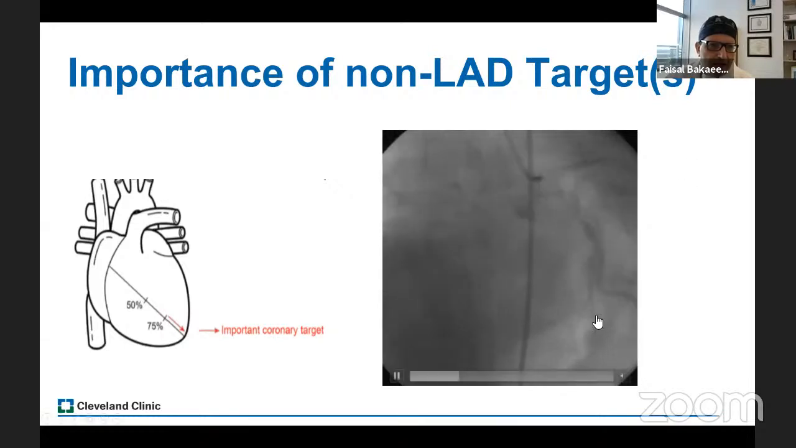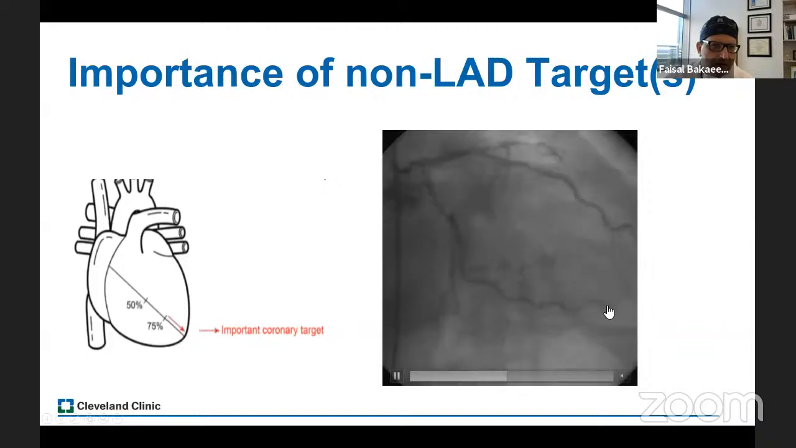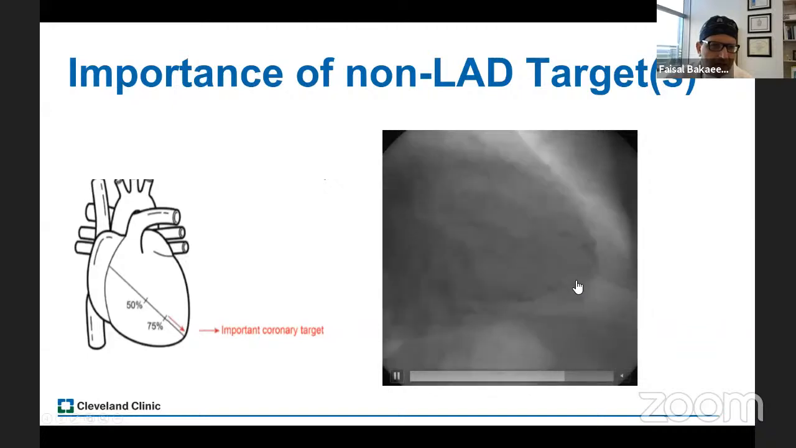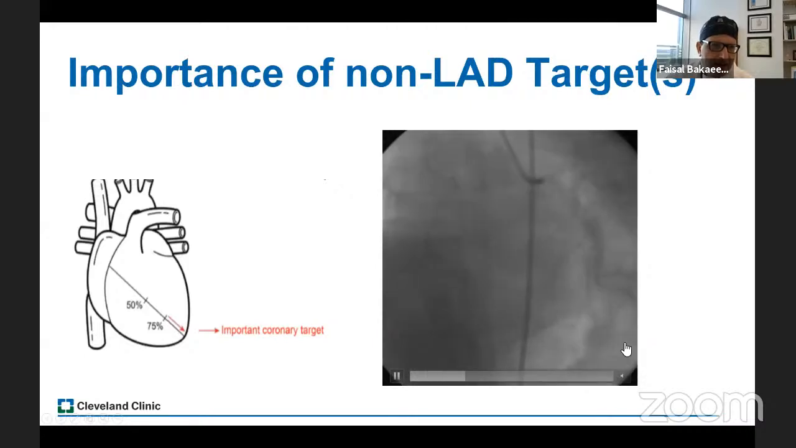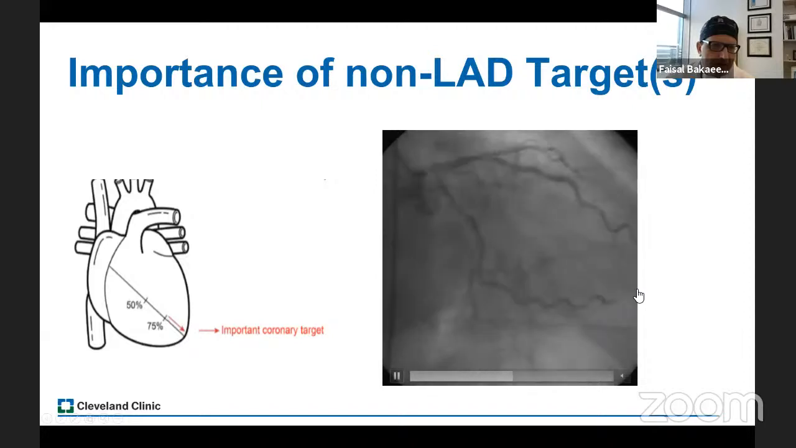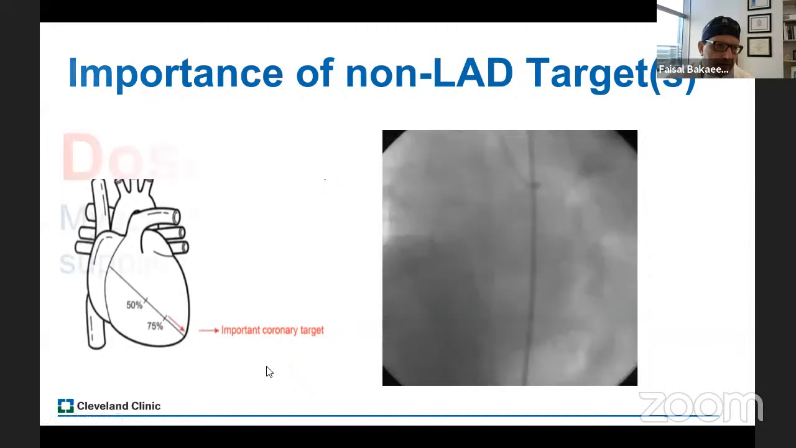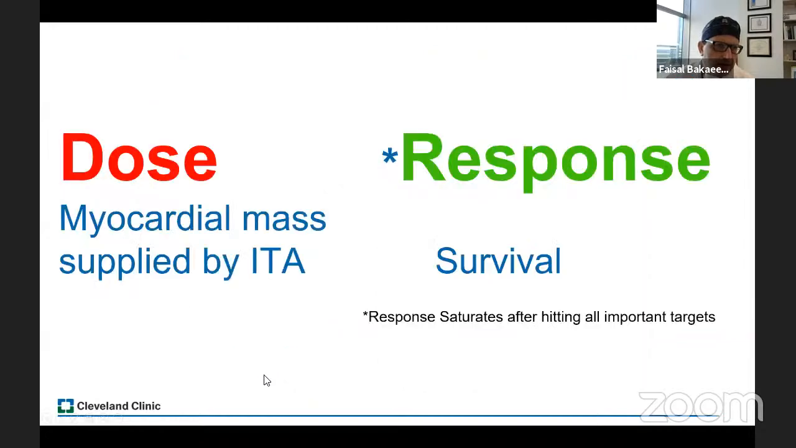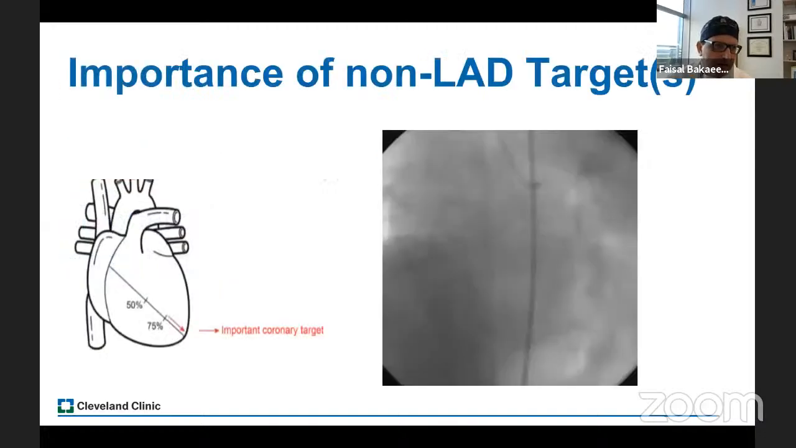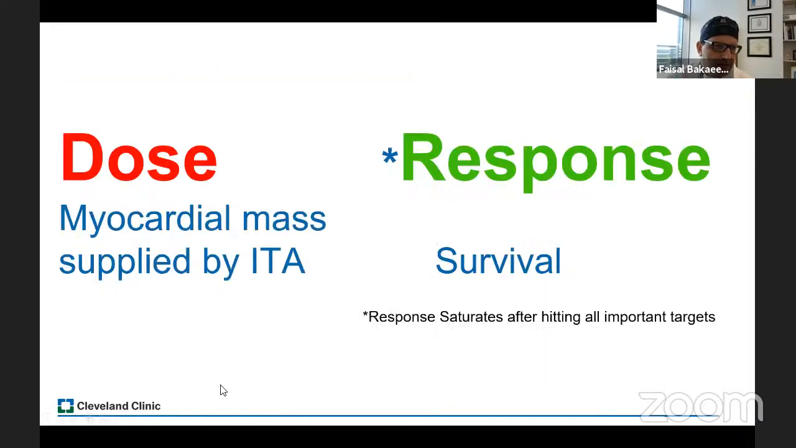So if you look at this cath picture here, those OMs are important. They're reaching the apex of the heart. So this patient will get a LITA to the LAD and will get a RITA to the OM here because that's an important OM. So that's the dose-response relationship. And when do you saturate this dose-response relationship? When you hit all the important targets. So if there are three important targets, you gotta hit them with arterial grafts. If there are two, then you do two.